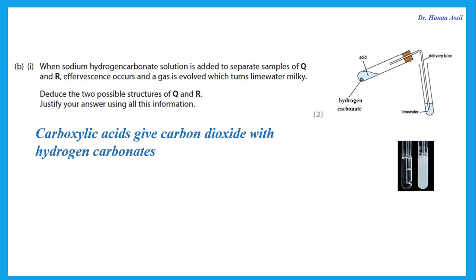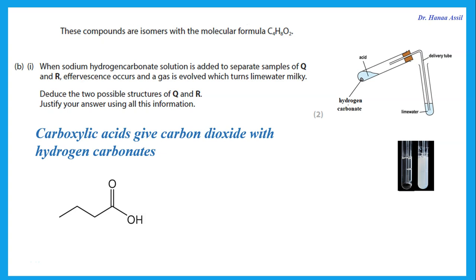Now we are told to deduce 2 possible structures of Q and R. We know that Q and R have 4 carbons, so we're talking about a carboxylic acid that has 4 carbons. What would be the possible structure? Either we have a straight chain carboxylic acid with 4 carbons, so that's butanoic acid, or a branched chain in which we have a methyl group at carbon number 2, so this is 2-methylpropanoic acid.